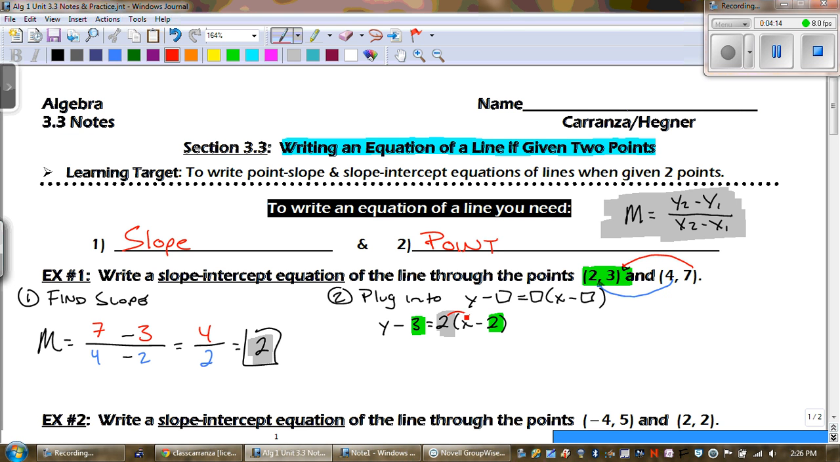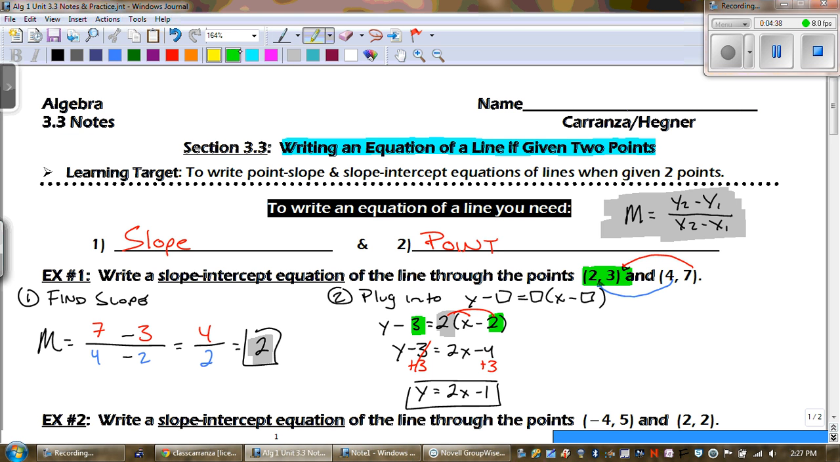We worked on solving this yesterday. We need to distribute first. We get y minus 3 equals 2x minus 4. And to solve, we have to add 3 to both sides. And we get y equals 2x minus 1. That's our answer.